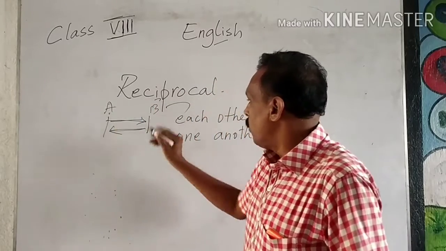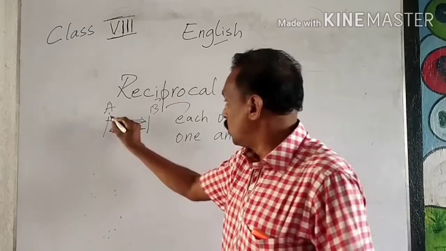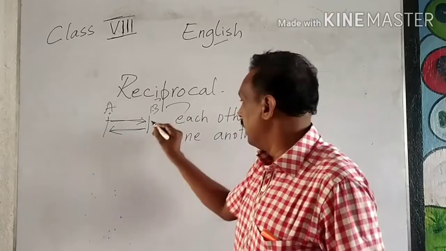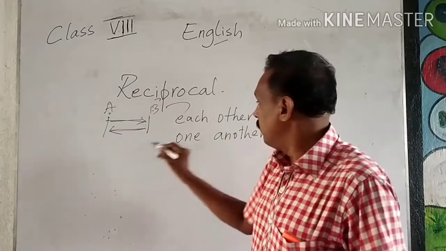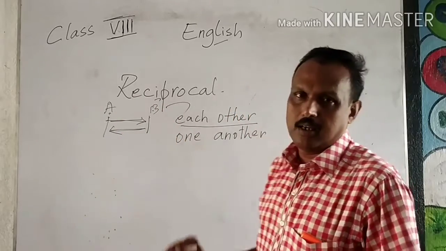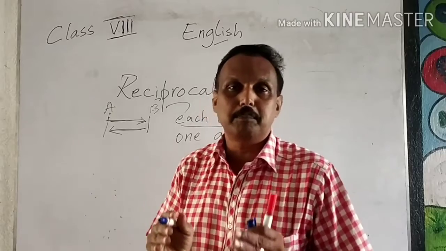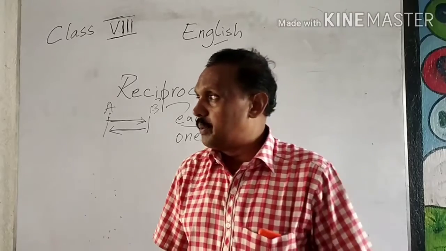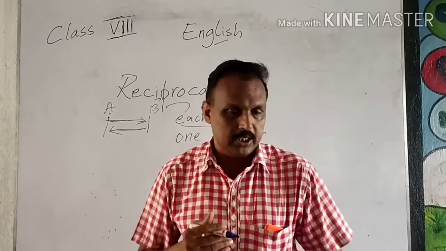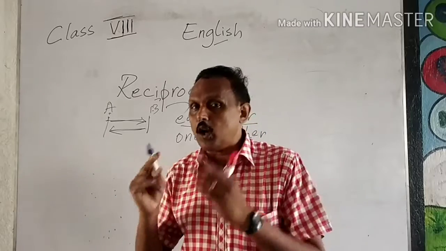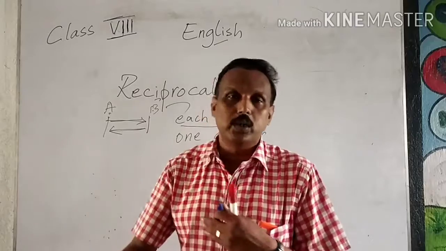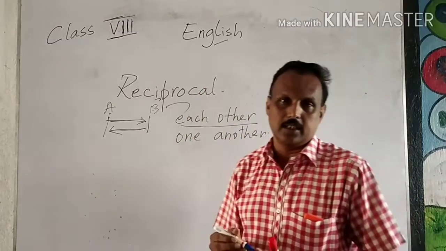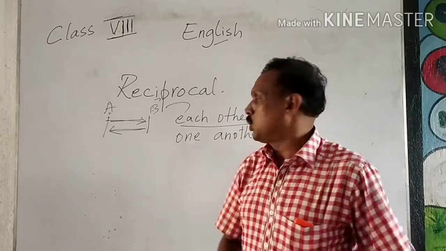So here, when you are talking about two, the two brothers, there are only two people, the two brothers helped, we use each other. The two brothers helped each other. The two brothers quarreled with each other. The two brothers fought with each other. The two sisters loved, what do we write, each other. Because we are talking only about two people there.